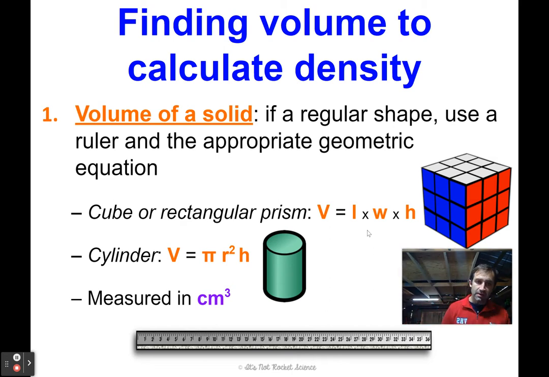Volume of a solid. If it's a regular shape, meaning like a square, not irregular, not like a rock, something shaped all weird that you can't really measure, you can use a ruler and the appropriate geometric equation to find the volume. You know this from math. The volume of a rectangular prism is just length times width times height. Just multiply all three together. It's measured in centimeters cubed because it's three things, centimeters times centimeters times centimeters.